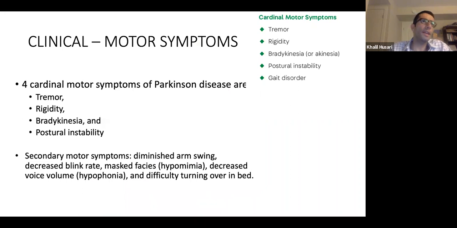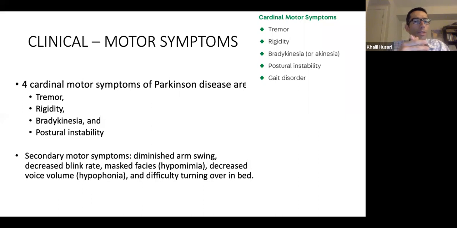Now, what are the symptoms of Parkinson's disease, right? We have 4 cardinal symptoms of Parkinson's disease. These are essential, right? Which are tremor, rigidity, bradykinesia, and postural instability. Some people add gait disorder, but these are the four main ones, right? So tremor, rigidity, bradykinesia, and postural instability.